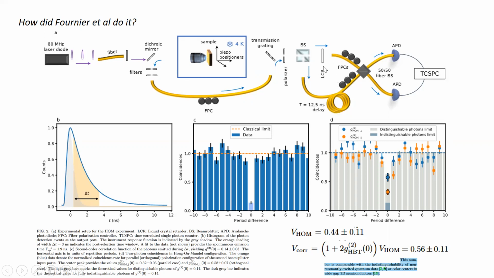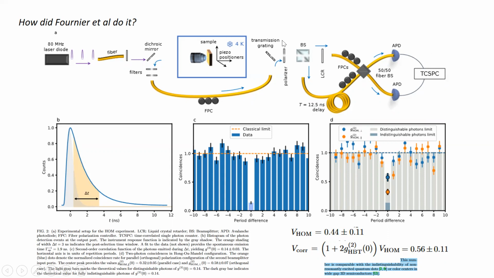And then secondly, this liquid crystal retarder, which I don't know exactly what that is, but what it does is it allows you to set the polarization. So this is the thing that they use to go from parallel polarization to perpendicular polarization. And that's the way that you can then get your visibility.